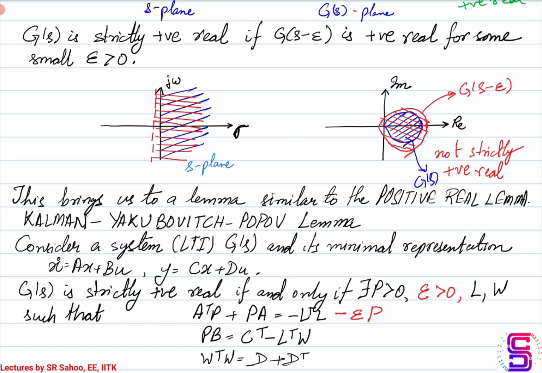Now, if you compare this with the positive real lemma, the additional term that comes in the matrix equality is only the minus epsilon P part, which was absent in the case of the positive real lemma. The positive real lemma said that GS is positive real if there exists a positive definite P and some matrices L and W of appropriate dimension so that the matrix equalities written in black are satisfied.